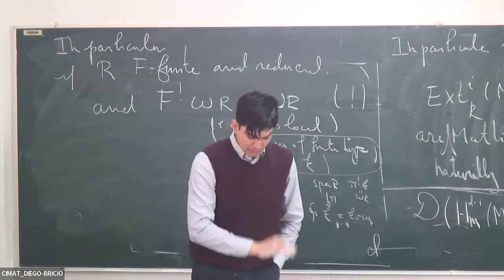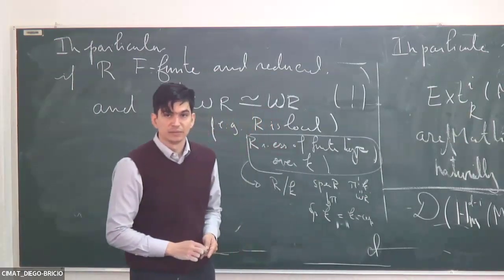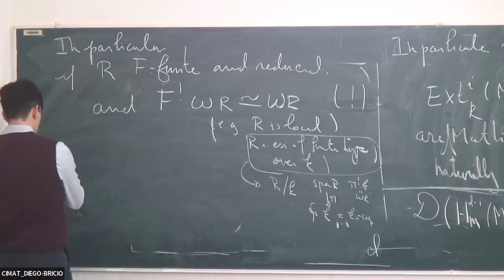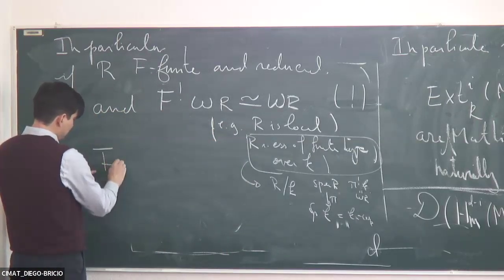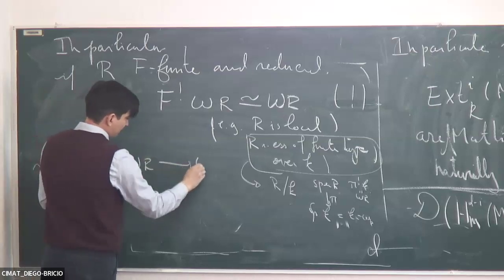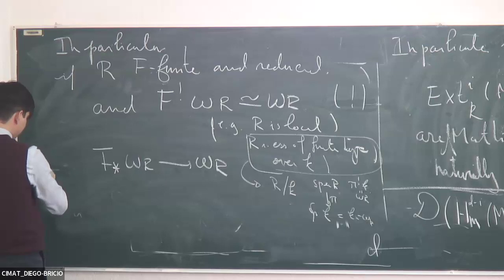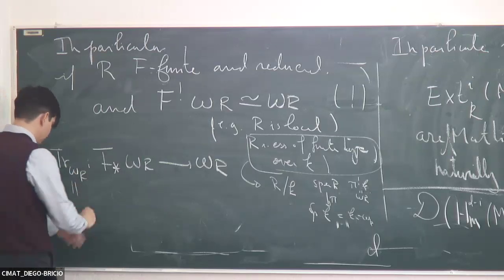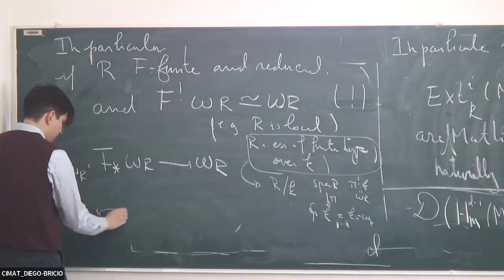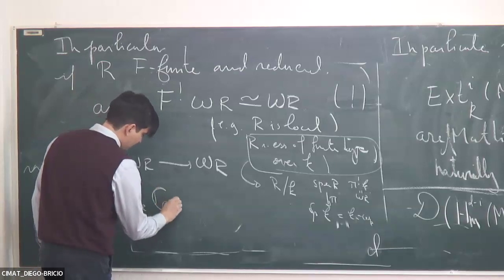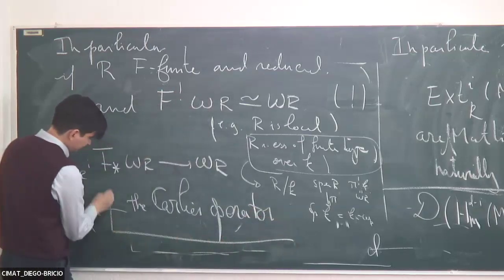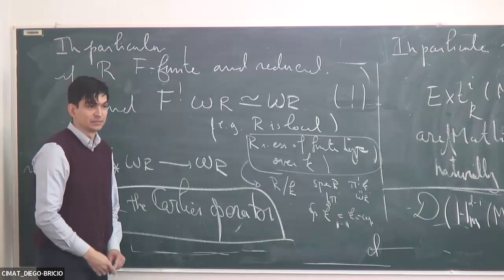It's a delicate matter, but if you are local, which is the case here for most of the time, or if you're working with varieties, you have nothing to fear. Okay? If you have that, then you have a map from here to here. And this is the Frobenius trace of omega R. But now we're going to give it a beautiful name, which is kappa. This is the Cartier operator. The Cartier operator that I wanted to define all this time.